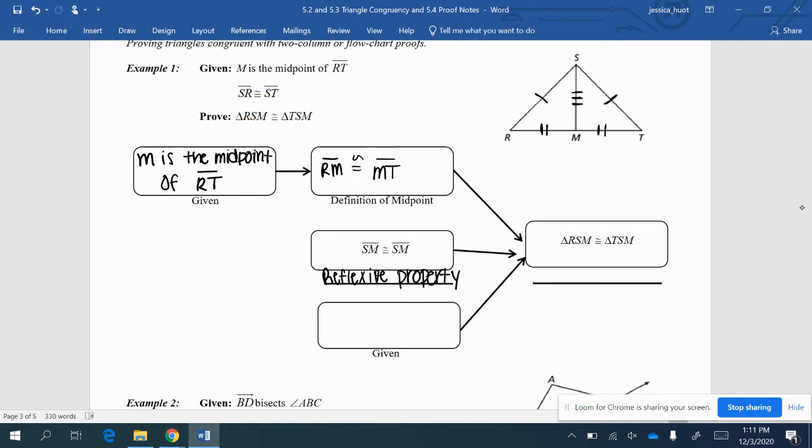We were also given that segment SR is congruent to segment ST. That's our second piece of information that we are given. Then if I look at my picture, I have a side congruent to this side, congruent to that side, and side. Now you can see it is side, side, side congruence.